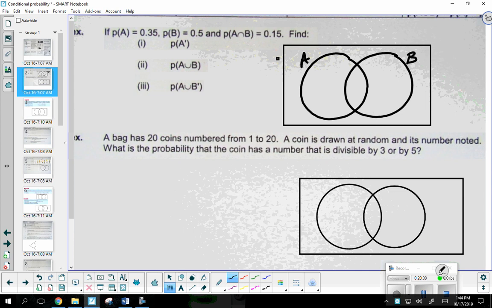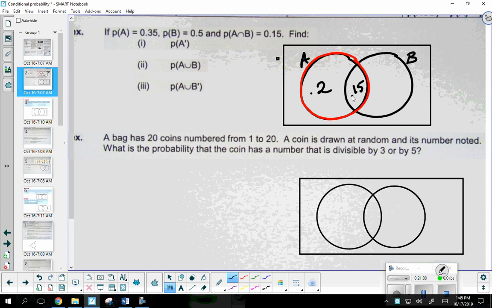I'm going to put the 0.15 right here in the middle. From this, I can work my way out and fill in all the other areas. Now, what's the probability of A? I know that's 0.35, but I've already accounted for 0.15 because of the intersection. So what should go here in strictly A? 0.2, because 0.2 plus 0.15 gives me the 0.35 total.